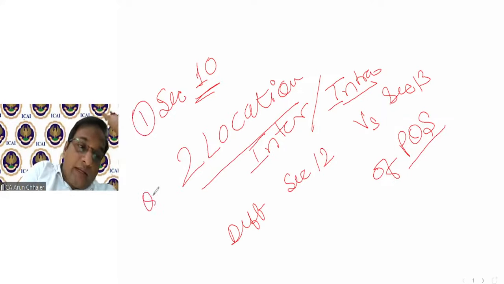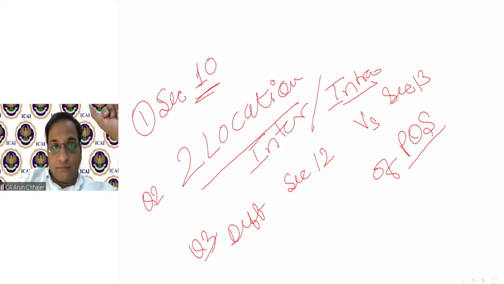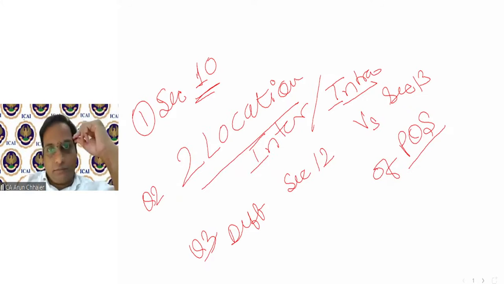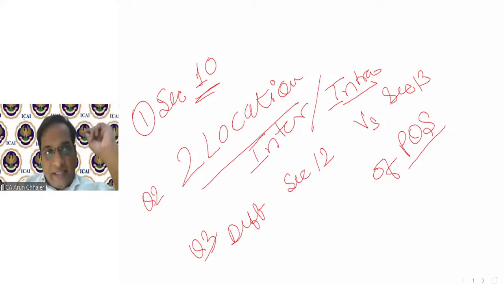Difference between section 12 and section 13 to determine the place of supply. This is my third question. What is the difference between section 12 and section 13 for determining the place of supply of services? Section 12 is used when both the location of supplier and location of recipient are in India, and section 13 would be used when any one party is outside India.